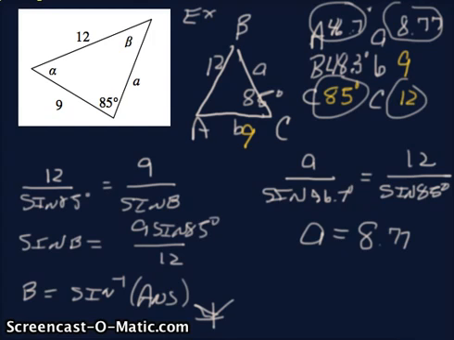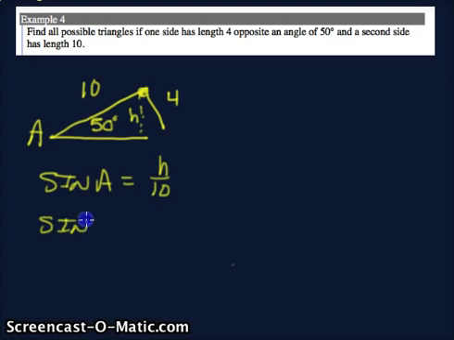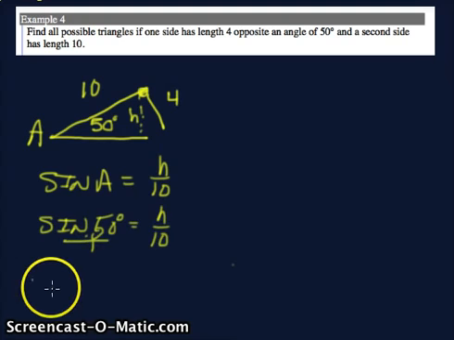Solving a triangle is a very important idea. Okay, find all possible triangles if one side has length 4 opposite an angle of 50. I'm just going to set it up this way, that 4. And the second side has a length of 10. I'm going to put that right there. Now, just for the sake of argument, I'll call that A. Now, one thing we do know is that the sine of A is equal to the opposite in this right triangle over the hypotenuse. Well, hey, that tells us something. Sine of 50 degrees, which is angle A, is equal to h over 10. Cross multiply, we did that already.